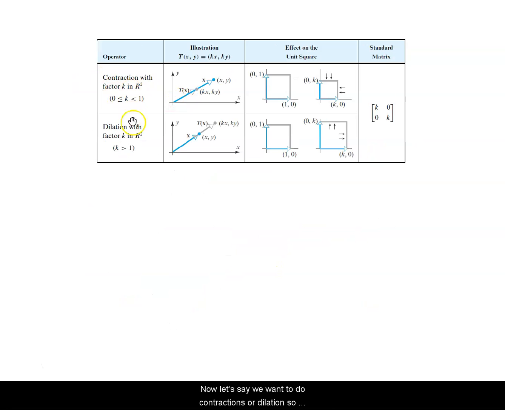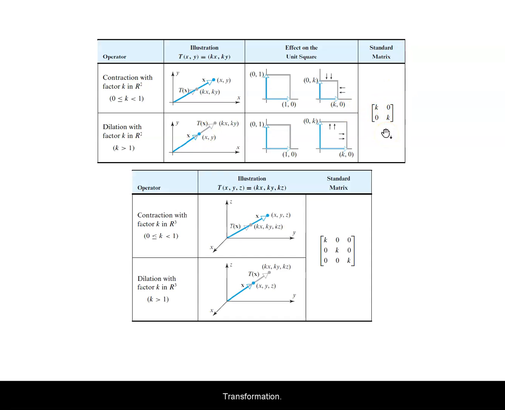Now let's say we want to do contractions or dilations, so basically stretching or pulling things in. So if I'm in 2 dimensions, I'm really just going to shrink this vector appropriately. So the transformation I have is kx, ky. And so I'm just moving everything in to be smaller. So if I had the unit square, the unit square would shrink down if k is less than 1, or it'll grow if it's larger than 1. So we just have a growth or a shrink on the x and y axis. Okay, so that's what the standard matrix for a contraction or dilation looks like as a transformation matrix.